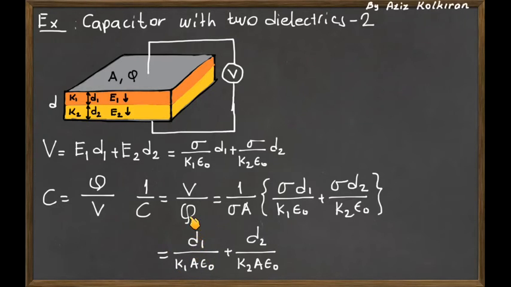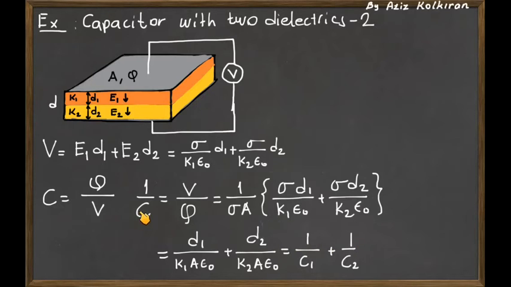So this is just 1 over C1, and this is just 1 over C2, where in the second case we have a parallel plate capacitor which has thickness D2, and in between the plates we have material K2, having a dielectric constant K2. And this is the total equivalent capacitance, expressed as the sum of these two inverse capacitances.